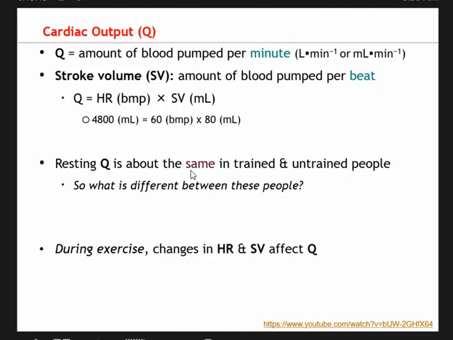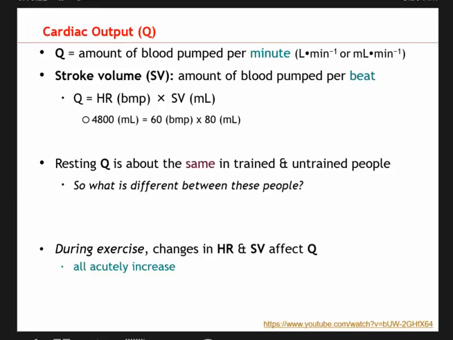So during exercise, what happens to heart rate, stroke volume, and how do they affect cardiac output? And this one's pretty obvious. Acutely, all those values will increase, no matter how trained or untrained you are. So when we start exercising, our heart rate increases, our stroke volume gets higher, which increases our cardiac output. So we have more blood being pumped to the body.